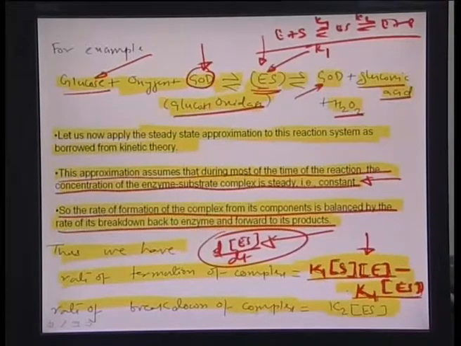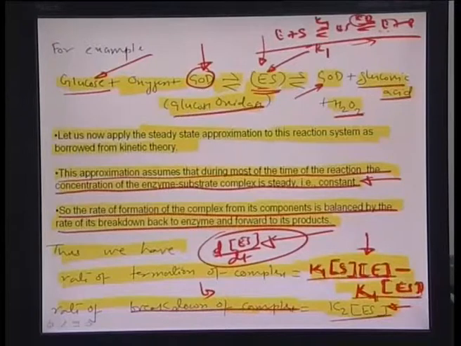The rate of breakdown of this complex in the forward direction is really K2 times the concentration of the enzyme substrate complex. Because K2 is the forward rate reaction in which the enzyme substrate complex is broken down into enzyme and product, as can be seen here. So that is really the overall formation and breakdown rate of the enzyme substrate complex.